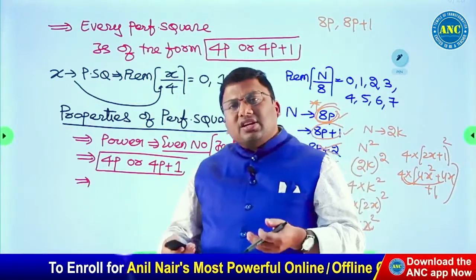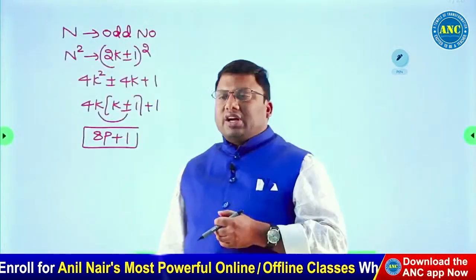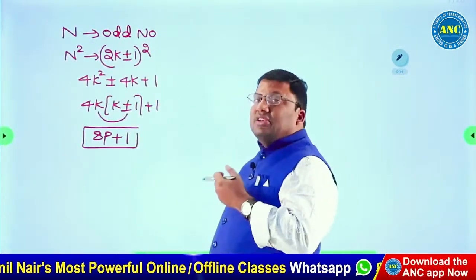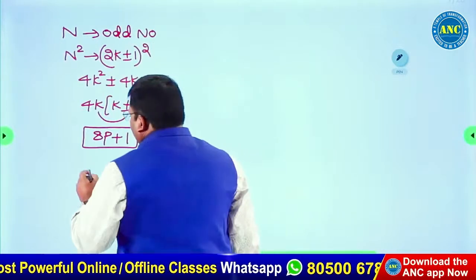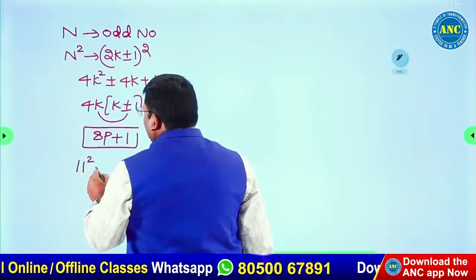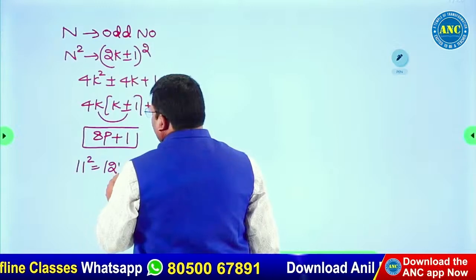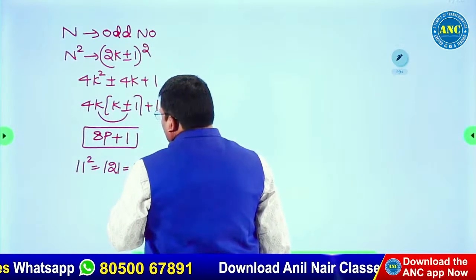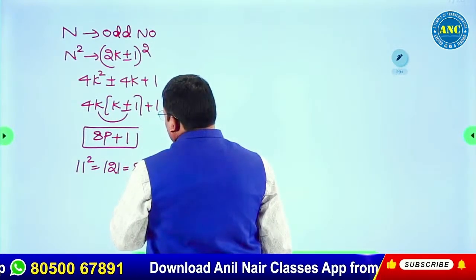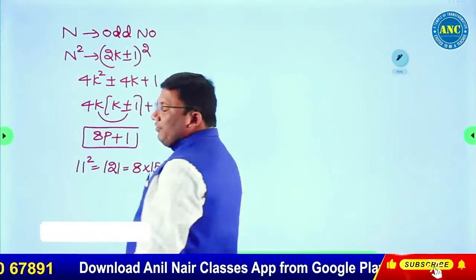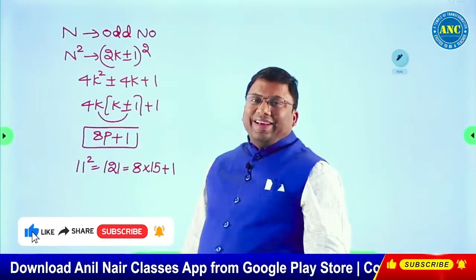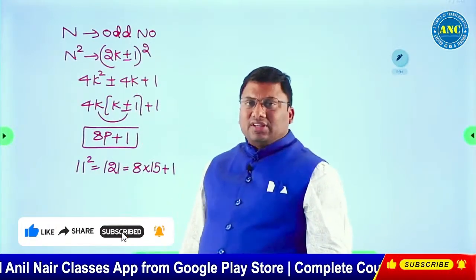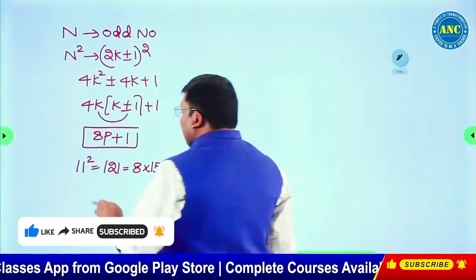You can take some examples and cross-check whether it is right or wrong instead of taking variables. Now, 11 square is 121, and 121 is 8 into 15 plus 1. I hope the idea is very much clear, sir. Suppose it is 17 square.